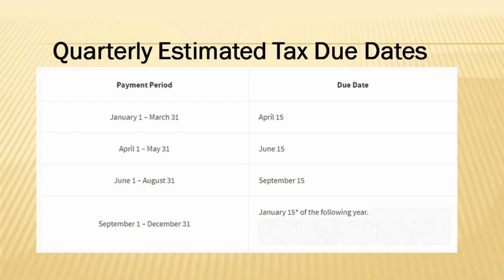Okay, so if you file jointly, and you're married and one spouse has W-2 income and the other spouse has business income, then you will have to calculate your taxes together.